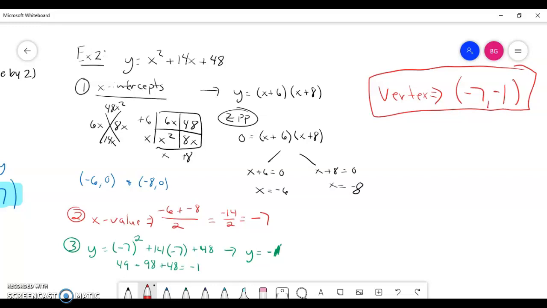So remember, the simple process of finding the vertex is first, find the x-intercepts for your quadratic. Second, find the x value for the vertex by averaging the x-intercepts. Third step is take that x value, put it in your original equation to find the y value for your vertex. And the last step is writing it as a coordinate, x comma y. If you have any questions, please let us know.